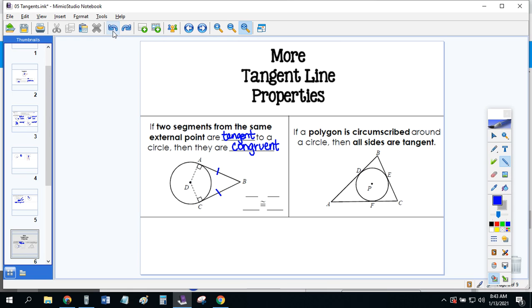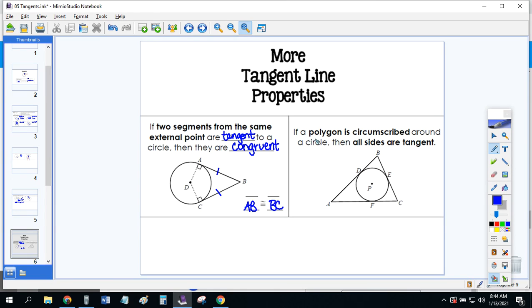same length. All of that to say that if we've got two tangents that are drawn to the same external point, then those two tangents are congruent to each other. So that means segment AB, they have the little segment notation already drawn, is congruent to segment BC. We'll use that here shortly.